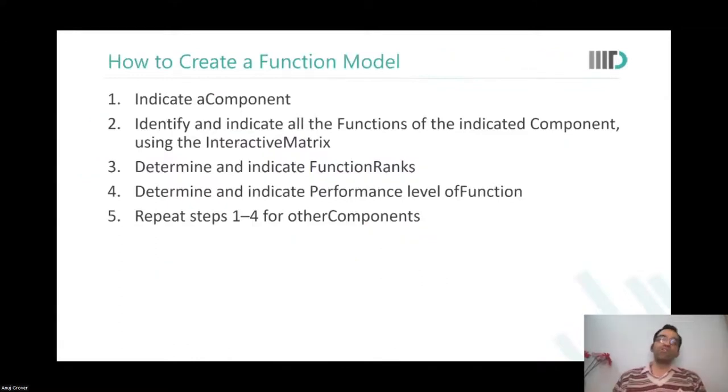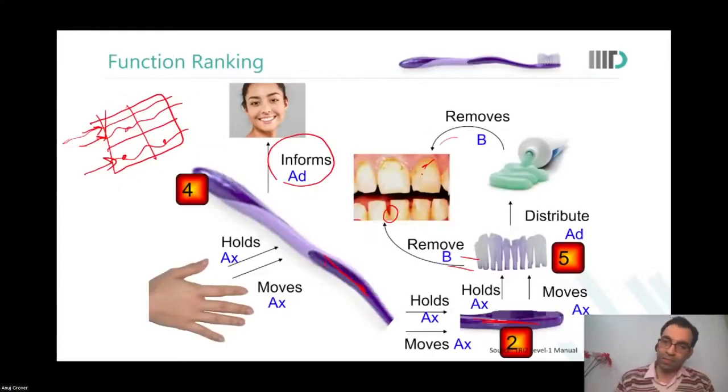So now what we are saying is we have identified the steps for creating a function model. We indicate a component, identify and indicate all the functions of the chosen component using the interaction matrix. Then determine and indicate the function ranks. Next step is to determine and indicate the performance level of the function. For example, we could say that the performance of this removing function is excessive. Not only does the bristle remove plaque, it also removes the skin of the gums. So something needs to be done with the bristles.